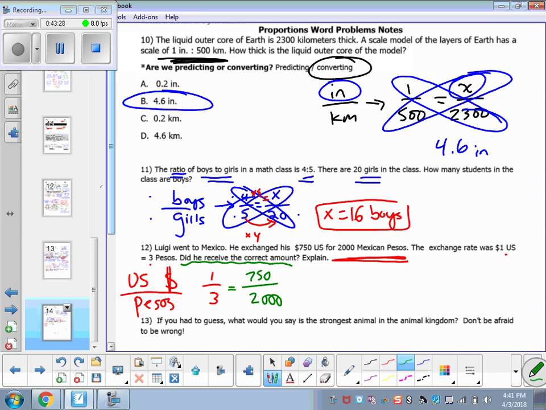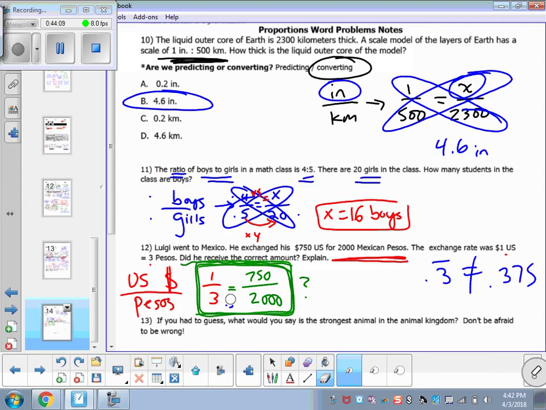So now I want you to think back to the very first thing we did today. Is this a true statement? Is 1/3 proportional to 750 over 2,000? Now one thing that everybody would agree with is 1 divided by 3. You guys know 1 divided by 3 is 0.3 repeated. Yay. So in your calculators, let's take 750 and divide it by 2,000. We get 0.375. So 0.3 repeating is not the same as 0.375. So no, Luigi did not get the correct amount.